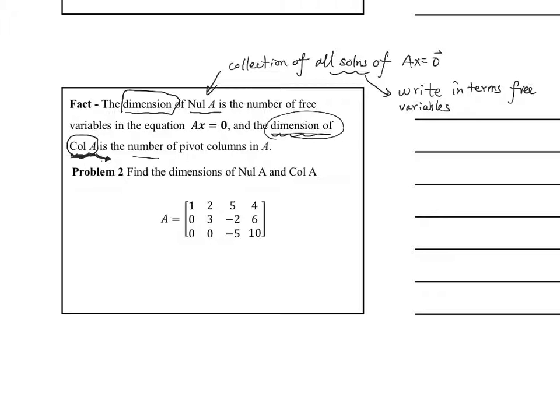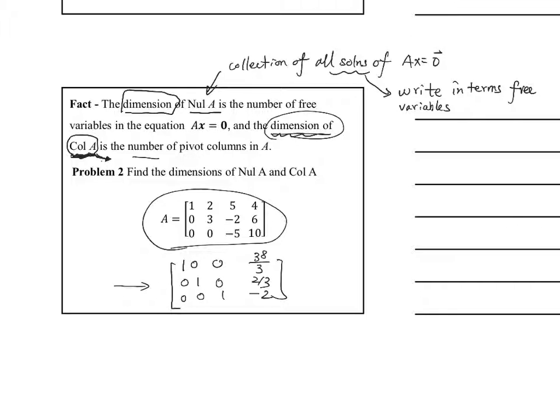So now, given this matrix, let's find the dimensions for Nul A and Col A. For convenience, I provide the RREF of A for you. So according to what we just said, how do you find the dimension of Nul A? You count how many free variables there are here. Only one free variable. So the dimension of Nul A is going to be 1.